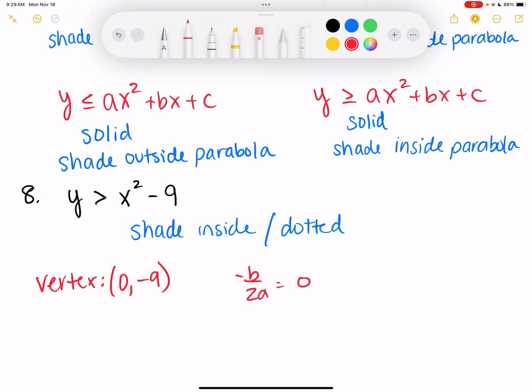Now, for these ones, you don't necessarily need to do the axis of symmetry part, but just for review, what would the axis of symmetry be? X equals 0. Remember, it is a line.